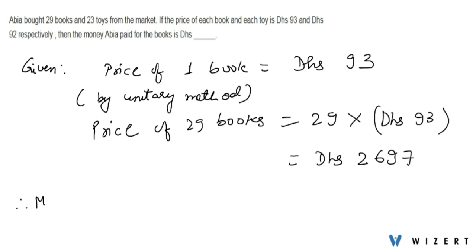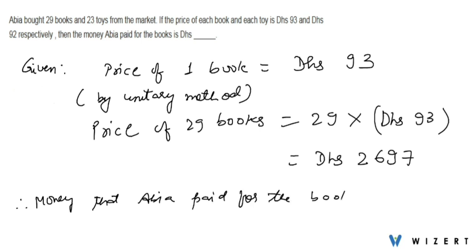Hence we can say that the money that Abia paid for the books will be equal to this value, 2697 DHS. So this is the answer.